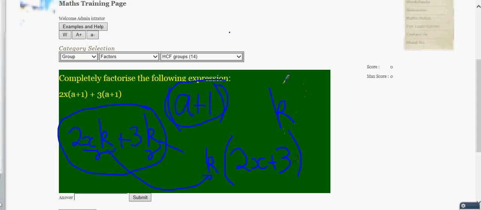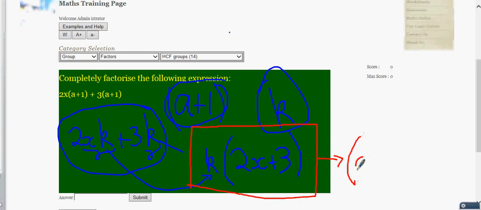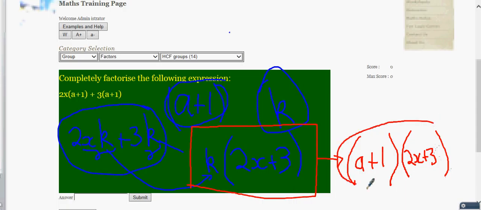But now we have to go back and think, oh yeah, I cheated. I used the k instead of a plus 1. So let's have a look at this thing here. K times 2x plus 3. Now we cheated by changing a plus 1 into k. So we just undo what we did. So we go back to having a plus 1 in brackets. And the rest of it here is just 2x plus 3. And we take this entire set here, a plus 1 in brackets times 2x plus 3, and we put that in here.